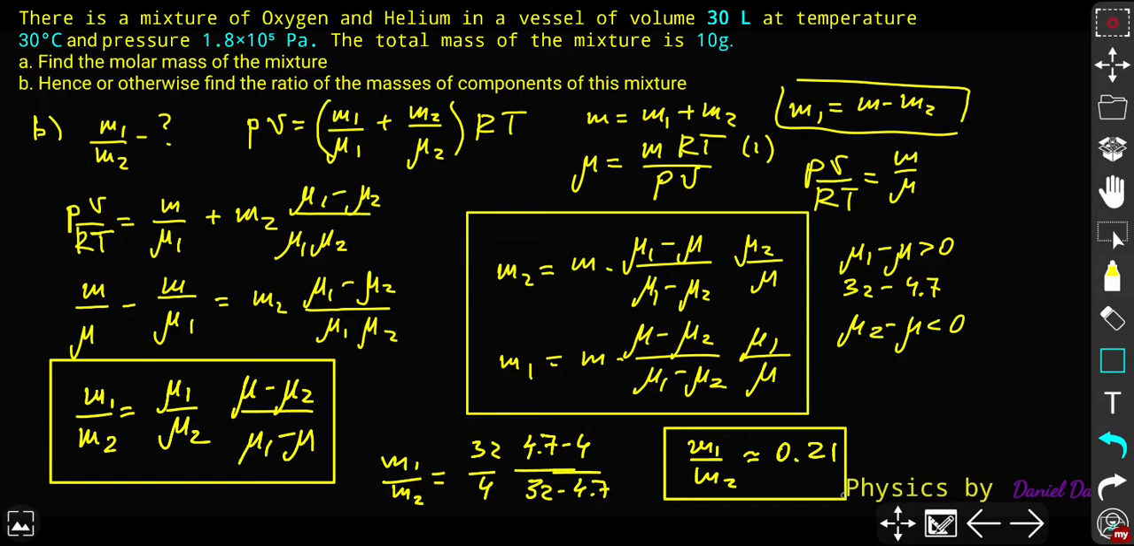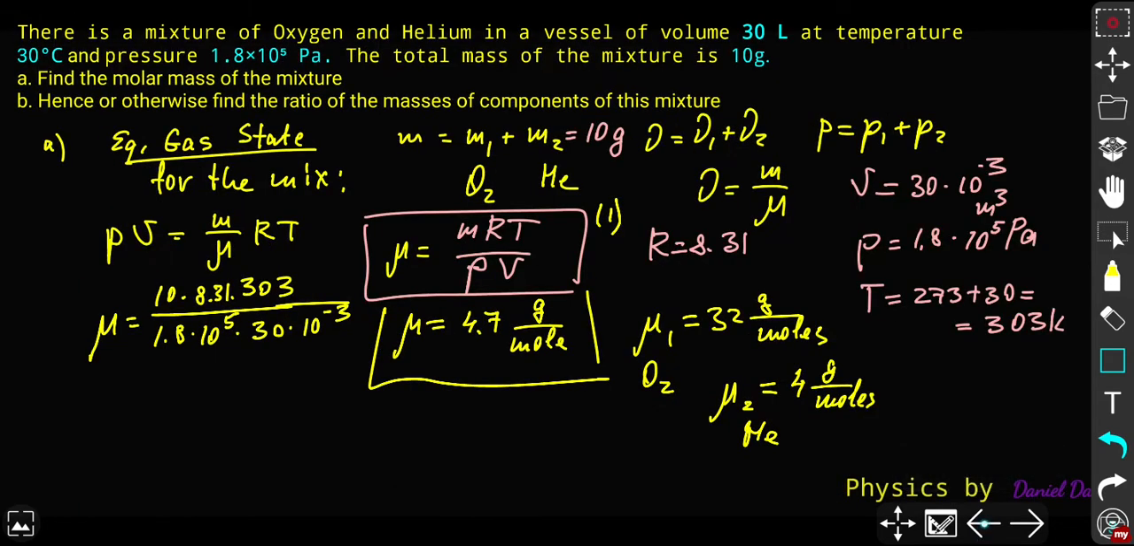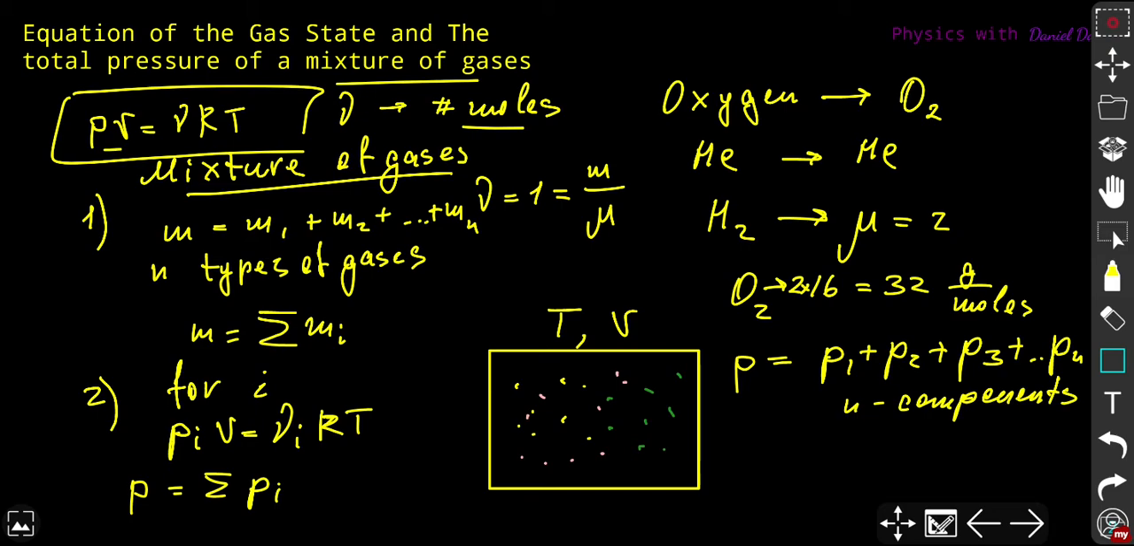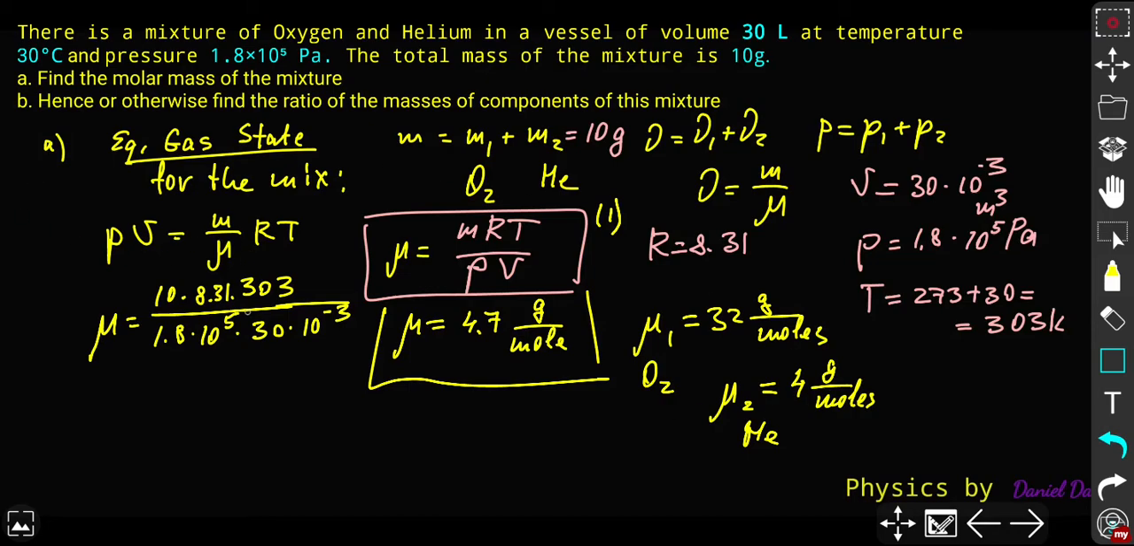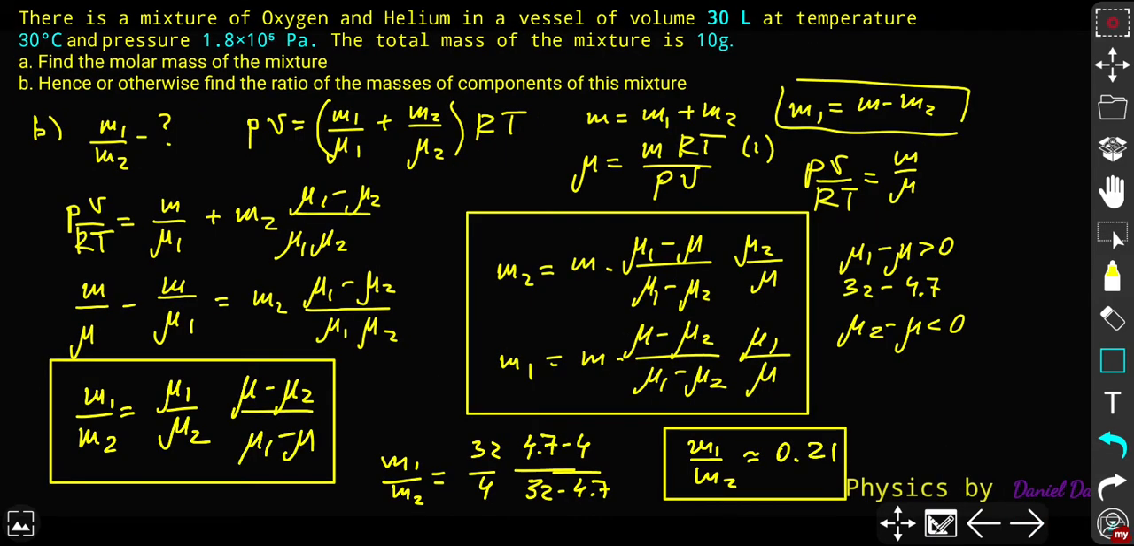I hope it's not really hard for you guys, because it's just based on the principle of the mixture. So basically those pretty easy principles that I clarified before, and we've got a solution for part A, where we're supposed to calculate the molar mass of the mixture, and finally the ratio of mass for components.